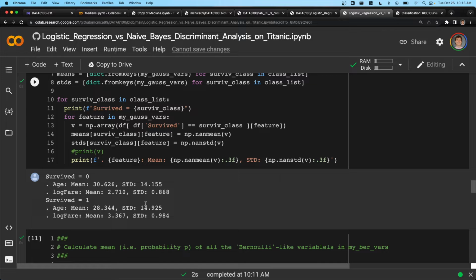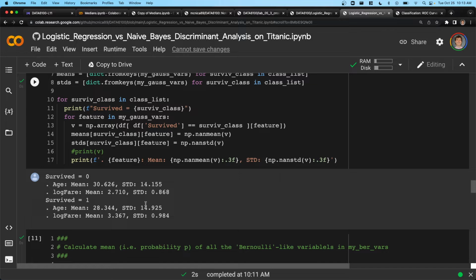And then I did the same thing for log fare. So remember, the log fare is the log base e of how much they pay for their ticket. And this is a bigger difference. So people who survived equals 0 paid 2.7, and people who survived equals 1 paid 3.3. So if people paid more for their ticket, that means they're more likely to be in survived equals 1. And if they paid less for their ticket, they're more likely to be survived equals 0. So when we do Bayes' theorem, that will be taken into account.